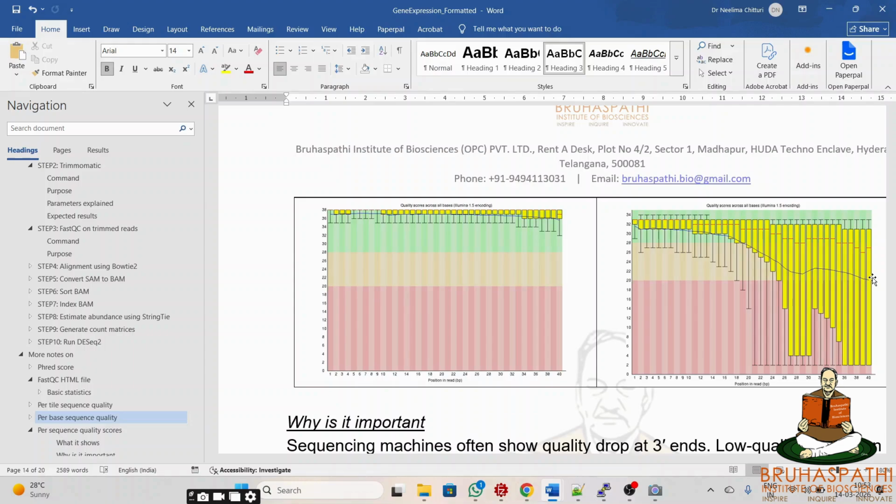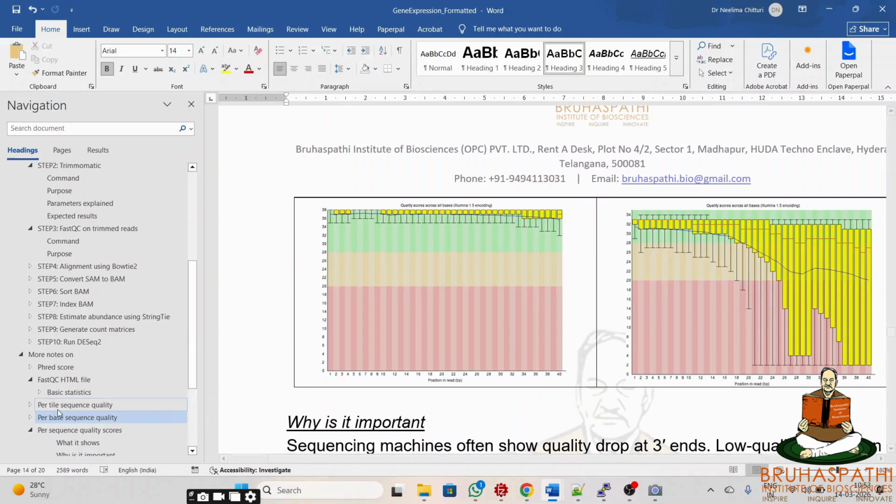We need to trim, clean, and cut off these bad quality portions in the reads. That is done using tools which will be discussed a little later. Okay, this is the per base sequence quality.